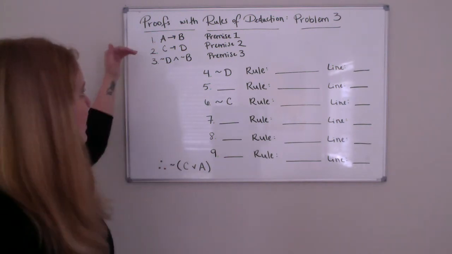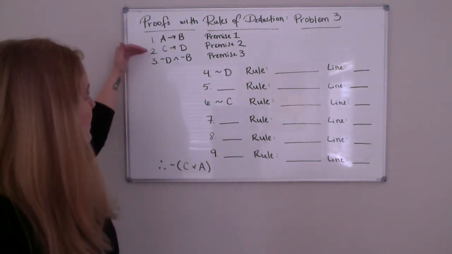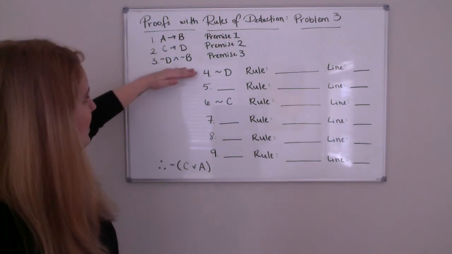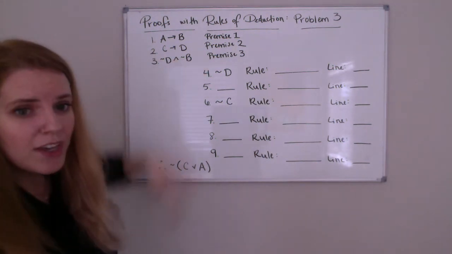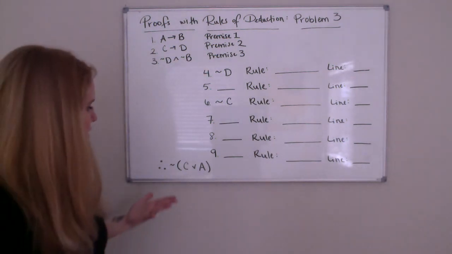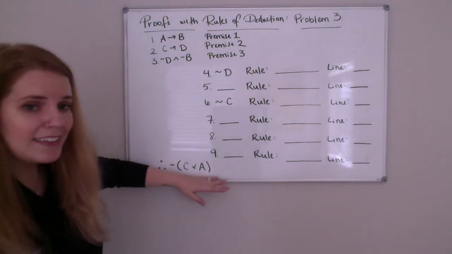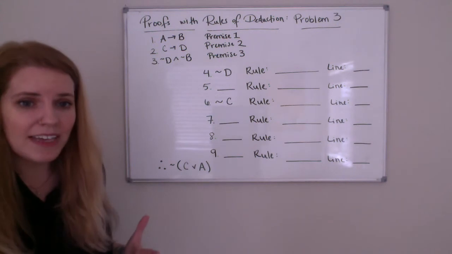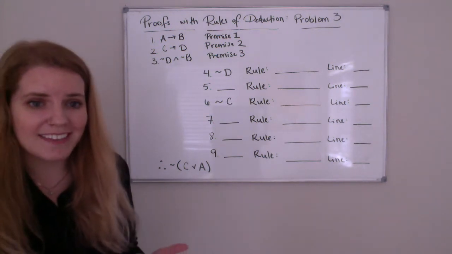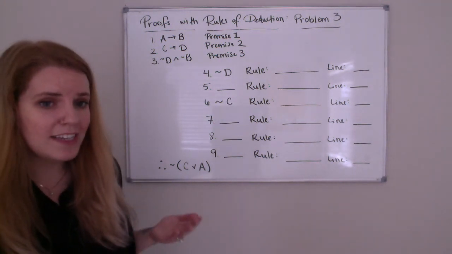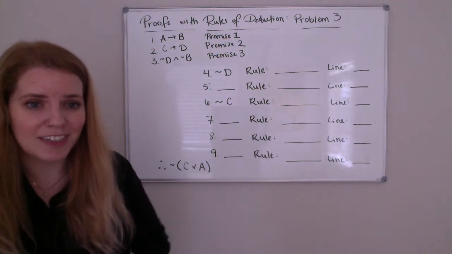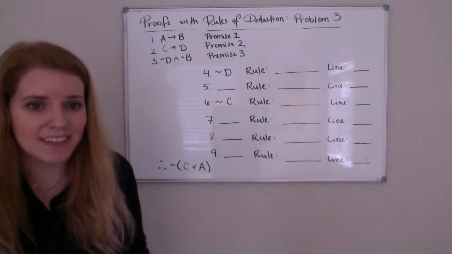We have if A then B, then if C then D, and lastly, not D and not B. And our conclusion that we're trying to prove, that we can derive from these premises, is not C or A. Okay, so we're going to see how we can get this conclusion from these premises using our rules of deduction. It's our last one, so let's get started.